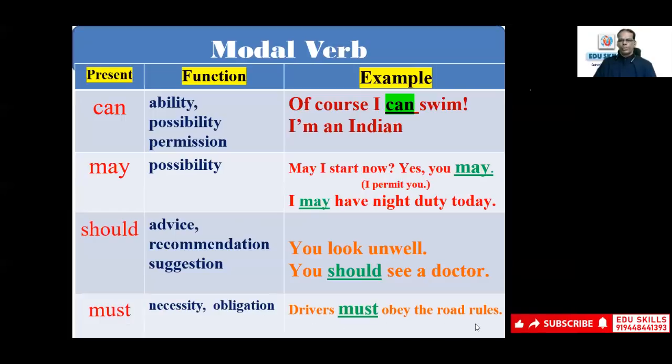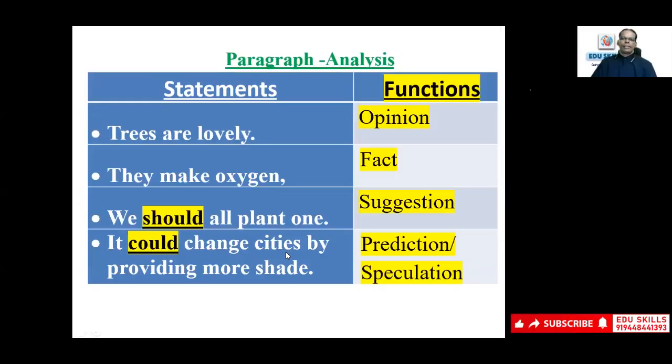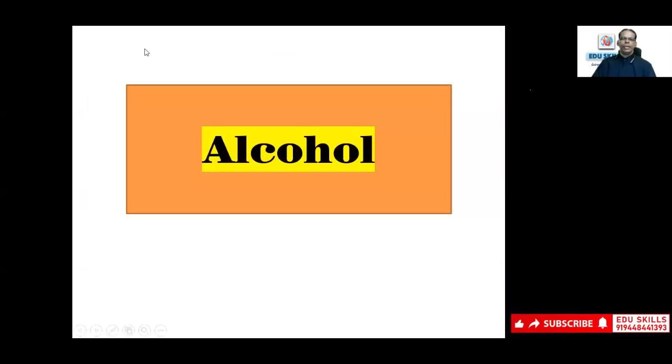Drivers must obey the rules. Okay, road rules. If you don't obey, definitely you'll be penalized. You'll have to pay the fine. So must is always obligatory, mandatory. Okay. And one example, if you want, you might have seen this paragraph. Trees are lovely means opinion. Okay, they make oxygen means fact. We should all plant one. It's a suggestion. We should. It's not must. It could change the cities by providing more shade. This is prediction or speculation about the future. So that's an opinion. Yes.